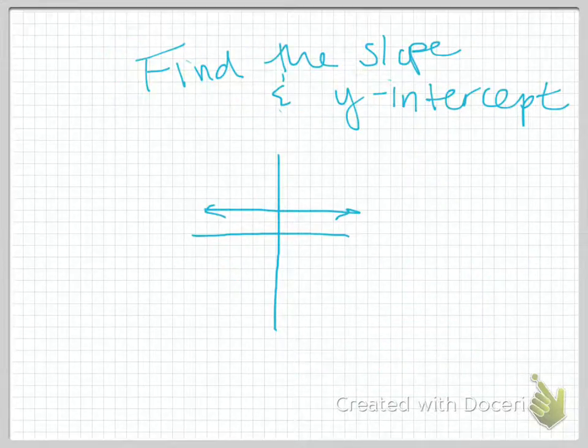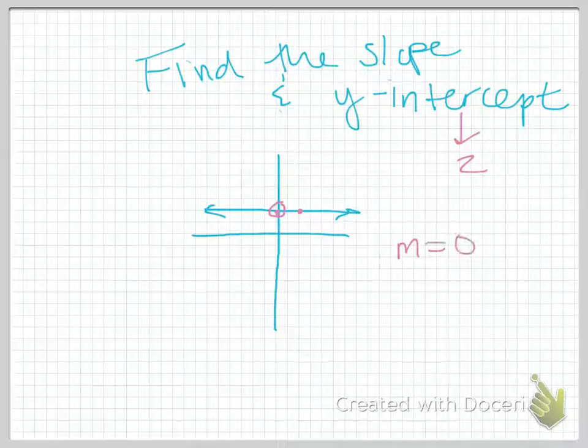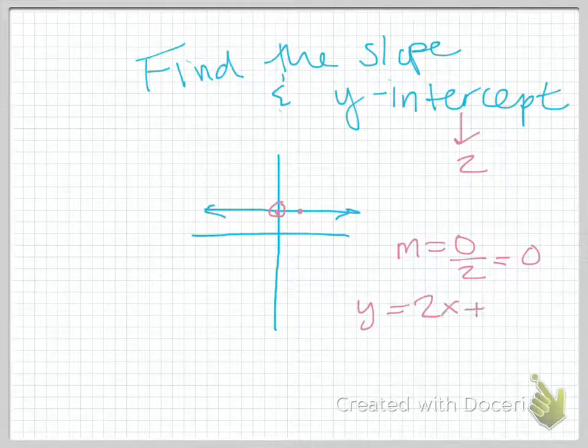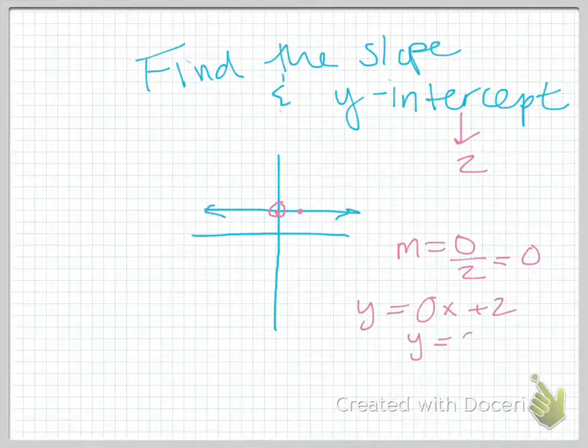Find the slope and y-intercept of this graph where it crosses my y-axis at 2. If I want to go from the point I just circled, I'm going to zoom in, from this point to this point, I don't go up any, but I go right 2. 0 divided by 2 is 0. So if I use the slope that I have, so y equals my slope x plus my y-intercept. So 0 times x is 0. 0 plus 2, so it should be at y equals 2.